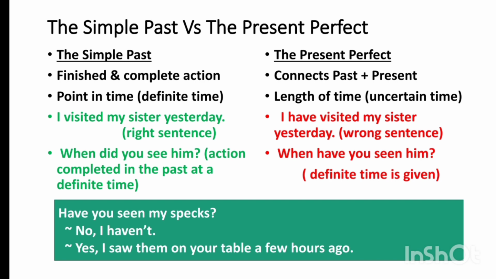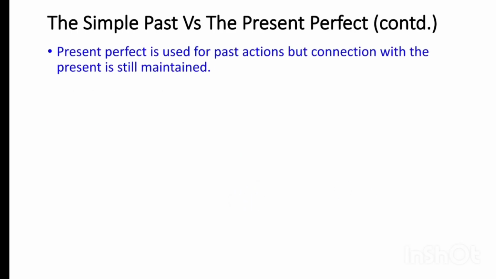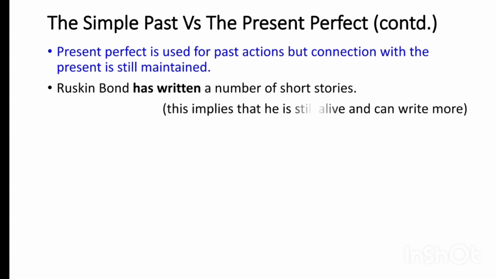If definite point of time is given, yes, I saw them on your table a few hours ago. When definite point of time is not given, we can say, no, I haven't. Yes, I saw them on your table a few hours ago. So if definite point of time is given, the sentence will be in simple past. So simple past versus the present perfect.